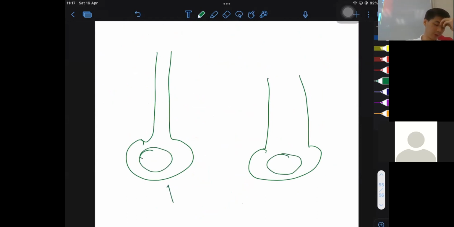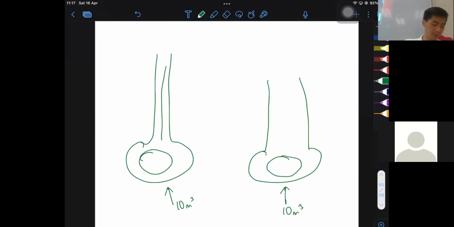Let's say this one here has 10 meters cubed, which is a damn huge number, which is practically impossible. But just for the sake of argument, let's say that they both have the same volume of liquid here. For a narrower capillary tube, a smaller volume is able to travel up a higher distance. Whereas for a wider capillary tube, the same amount of liquid will only travel this distance here because of the volume it has to expand through, right? So you can imagine that maybe this volume here is 10 meters cubed, and obviously this volume is 10 meters cubed as well.